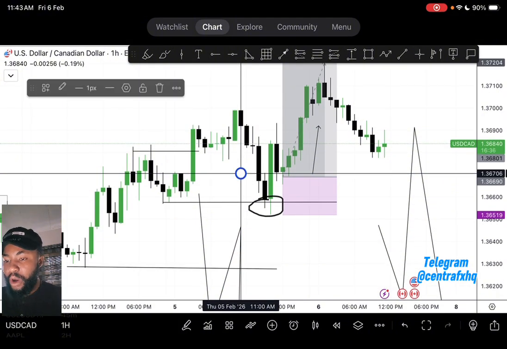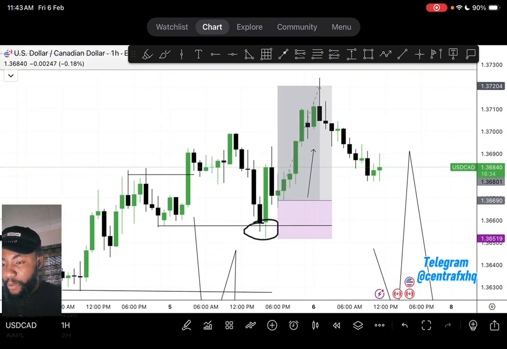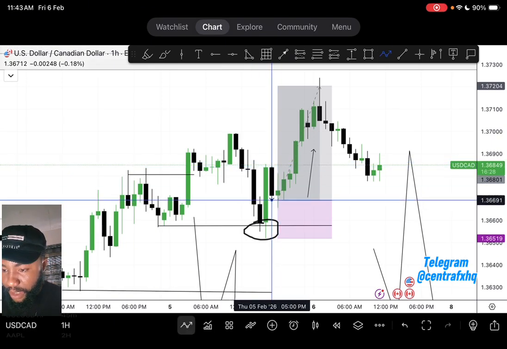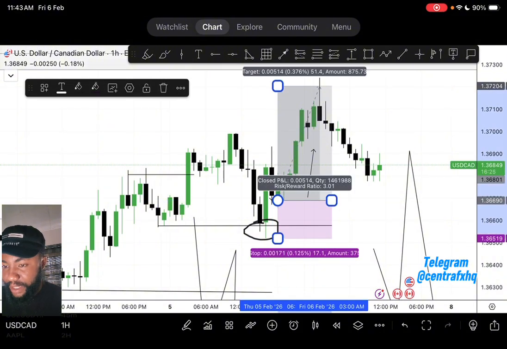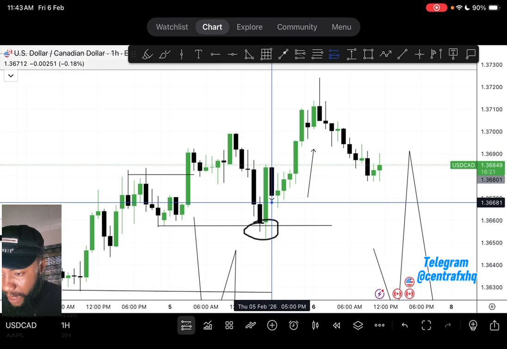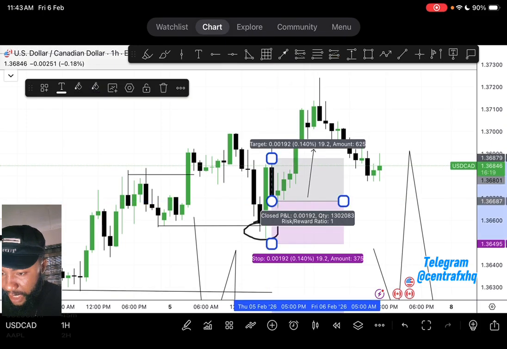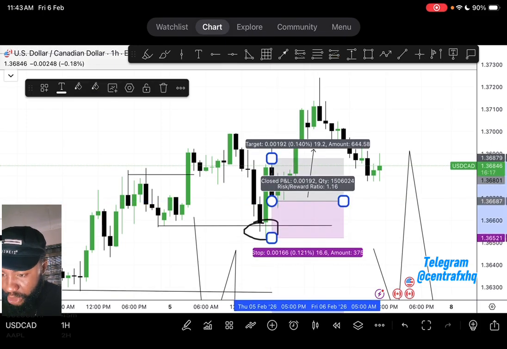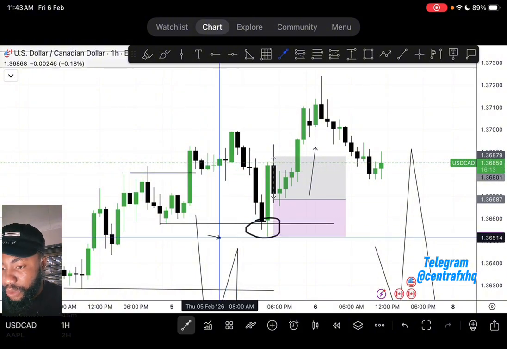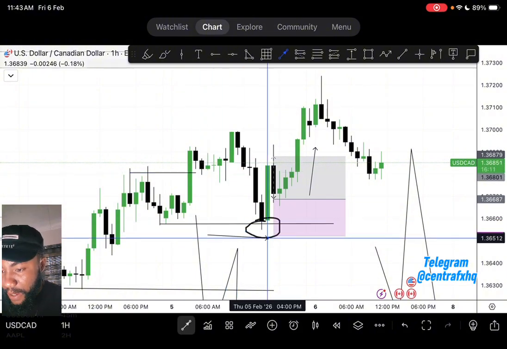So what I did next is that I waited for a pullback up to this level. I waited for price to do a retracement up to this level. Then I took my entry from around here. Okay, let me show you how I did it. So immediately price pulled back to that level, I set my entry there. Then I set my stop loss right below this zone here.